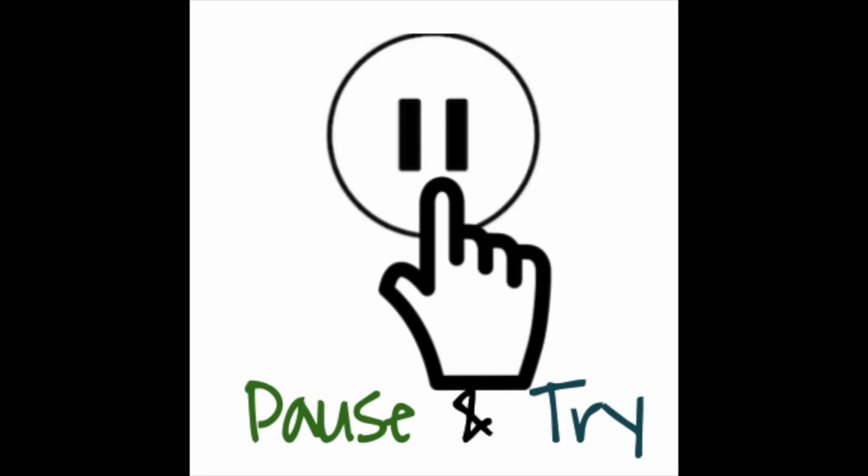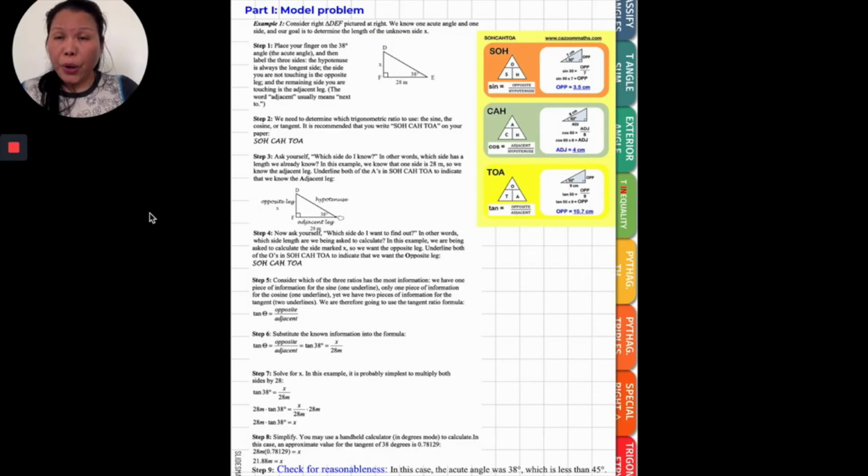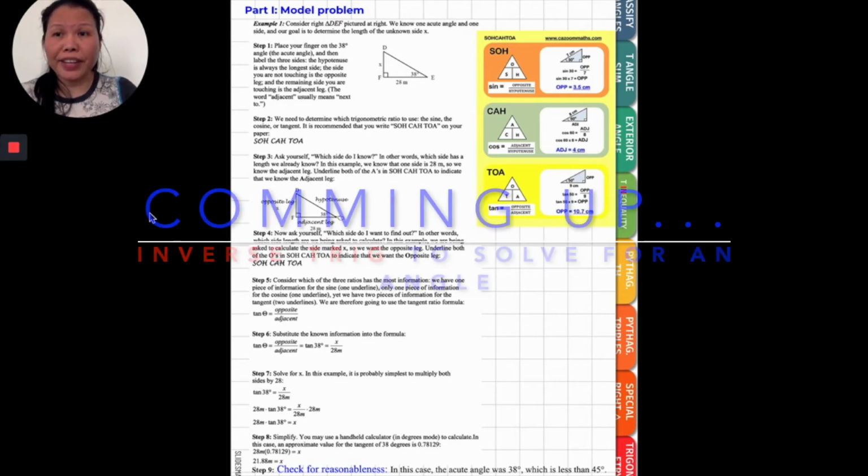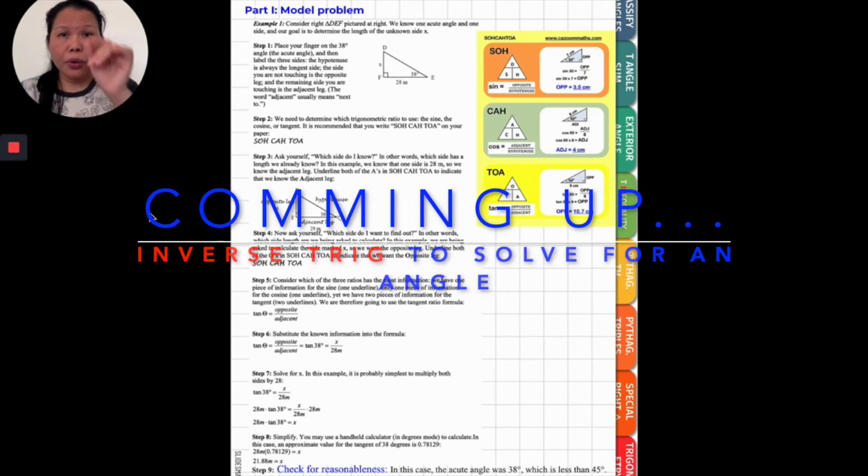Pause and try. We went over how to use trig to solve for the missing side. I just realized that I don't have any example on solving for the missing angle, so I'm going to go ahead and show you one last example. We went through the whole model problems and we actually went through several examples to show you the entire process on solving using the trig ratio, sine, cosine, or tangent.